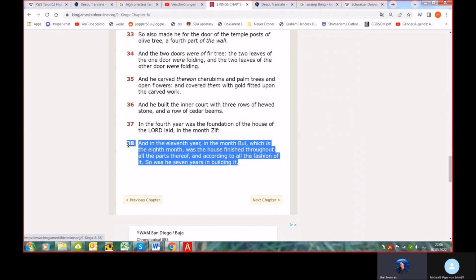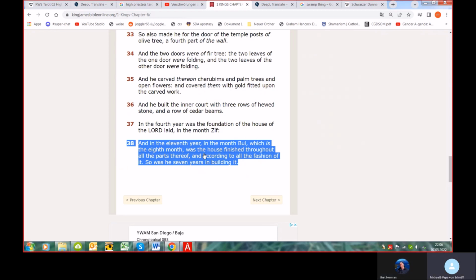Verse 38. And in the 11th year, in the month Bul, which is the eighth month, was the house finished throughout all the parts thereof, and according to all the fashion of it. So was he 7 years building it.